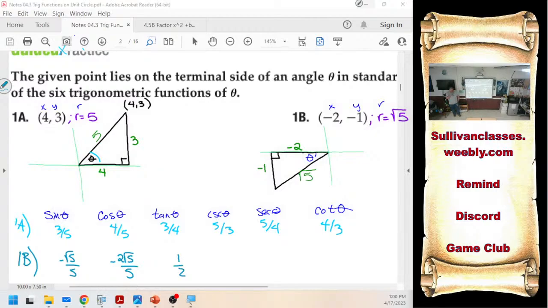Are we getting the rationalized versions of them? Signs too. Which ones are positive and negative? Okay. And then flip those. Should have a negative root 5, a negative root 5 over 2, and then just a plain old 2.